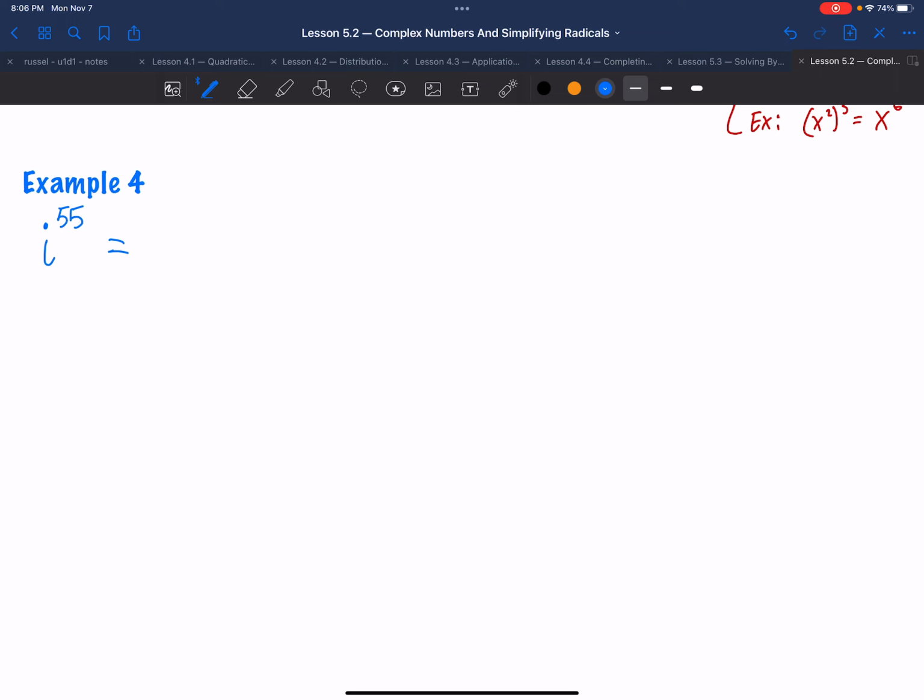Okay, so i to the power of 55 is i to the power of 52 plus 3. So that is i to the power of 52 times i cubed. But 52 is divisible by 4, right? 52 divided by 4 is 13. So this is like saying i to the power of 4 times 13 times i cubed.